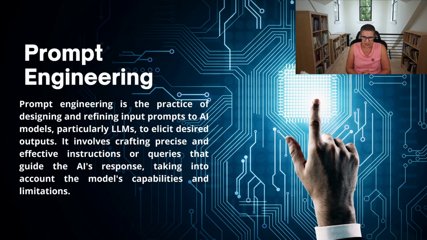And now we move on to prompt engineering. Prompt engineering is the practice of designing and refining input prompts to AI models, particularly large language models, to elicit desired outputs. It involves crafting precise and effective instructions or queries that guide the AI's response, taking into account the model's capabilities and limitations. Some key techniques are to give clear instructions, providing explicit directions for the desired output.